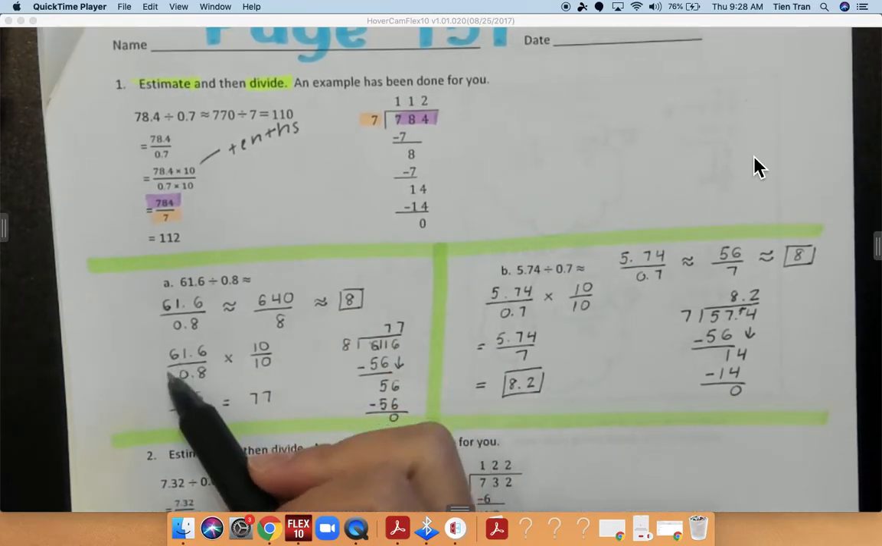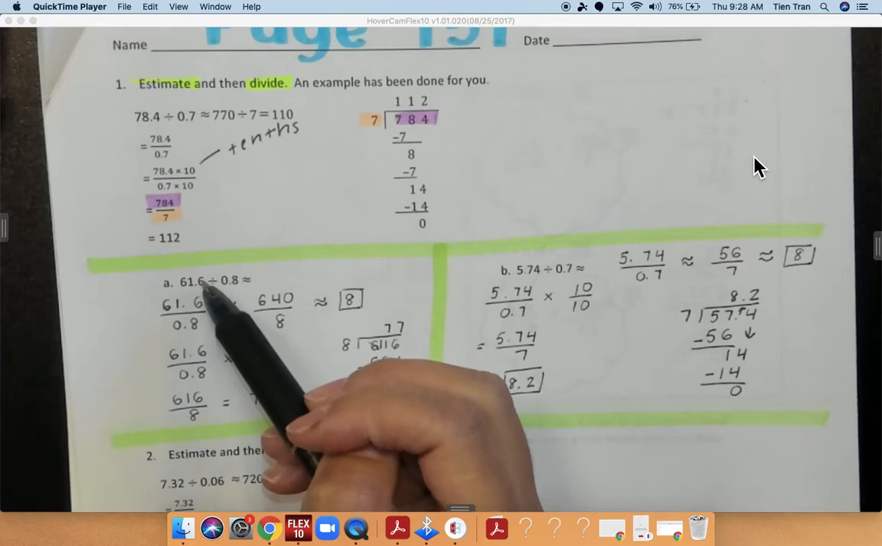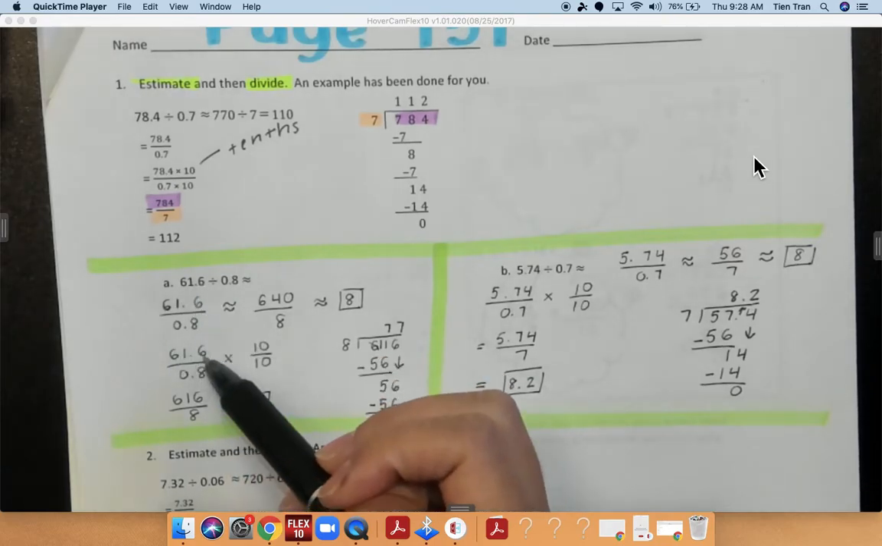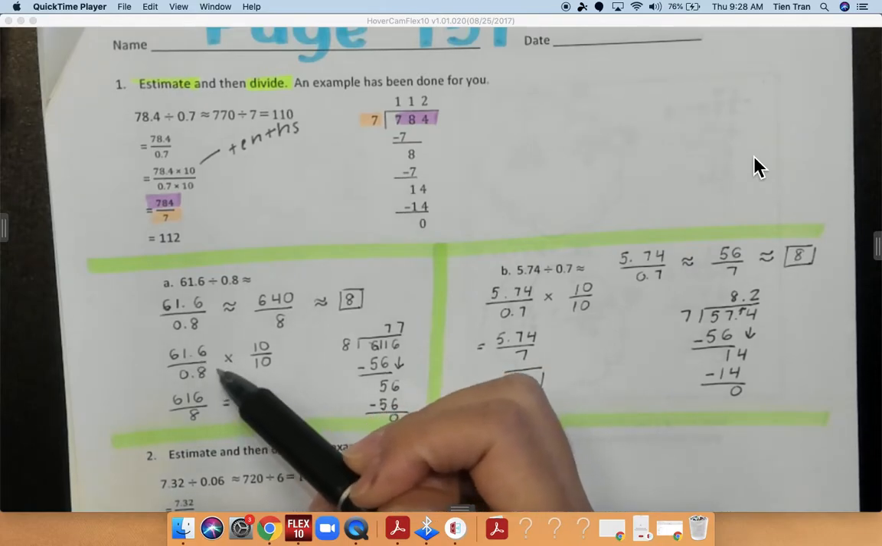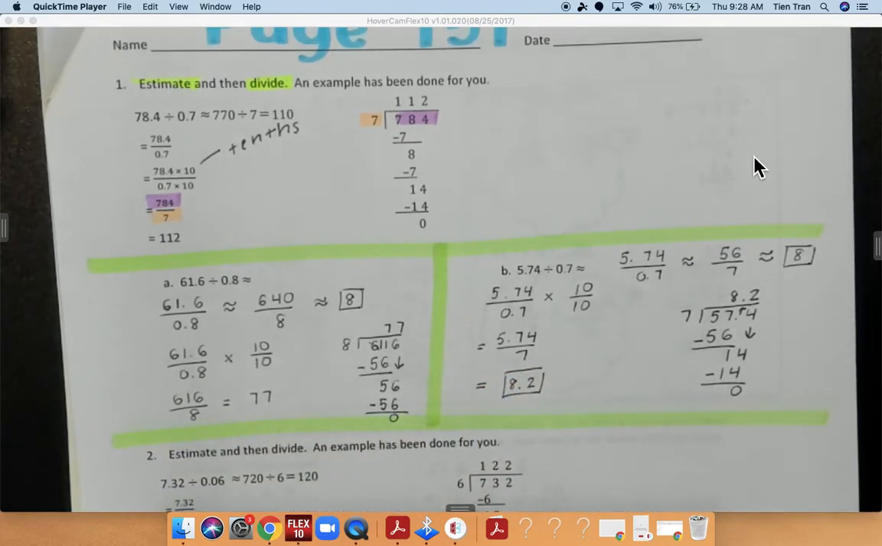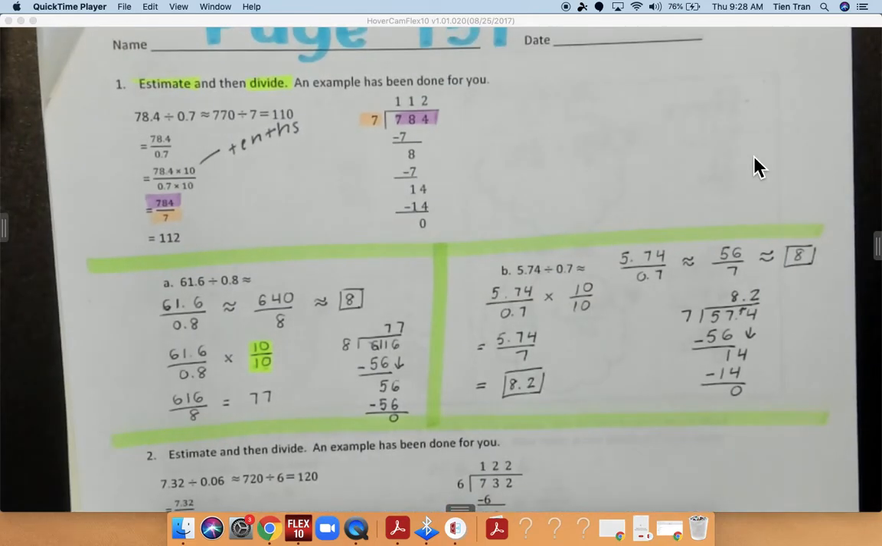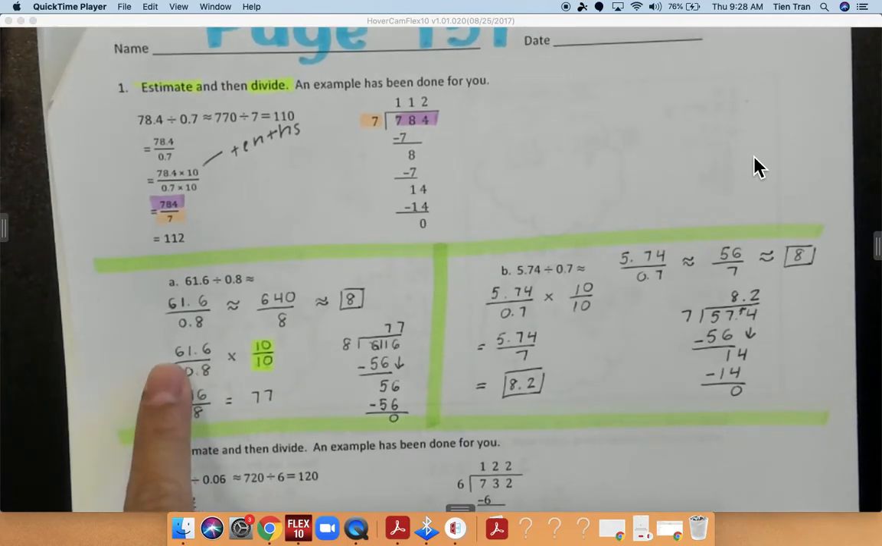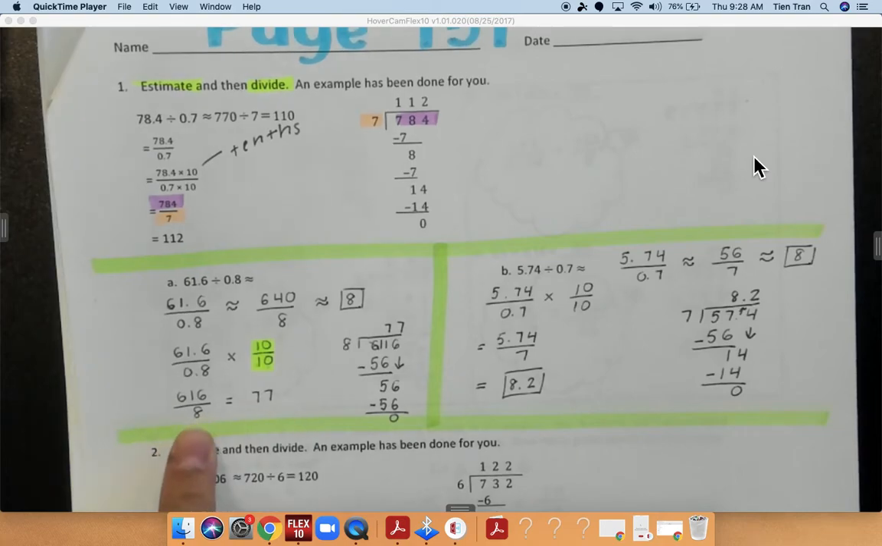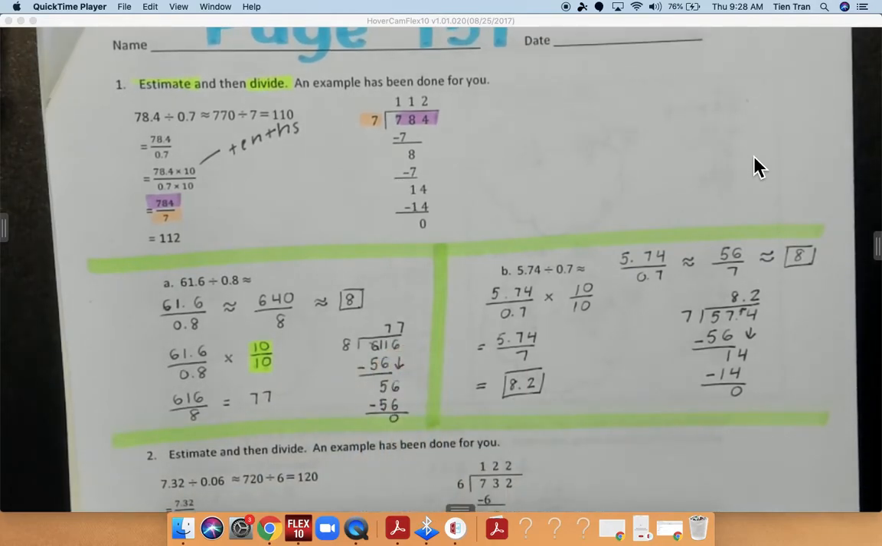Okay. So we're going to do the actual part, which is 61 and 6 tenths divided by 8 tenths. So that means that I'm going to multiply times 10 because they are both in the tenths place. So that's why we are multiplying times 10 because they're both in the tenths place. Now we have 616. When you multiply 61 and 6 tenths times 10, you're going to get 616. And when you multiply 8 tenths times 10, you're going to get 8. So now we have 616 divided by 8. We're going to solve that over here.